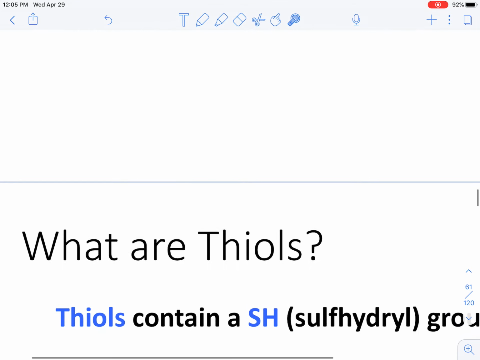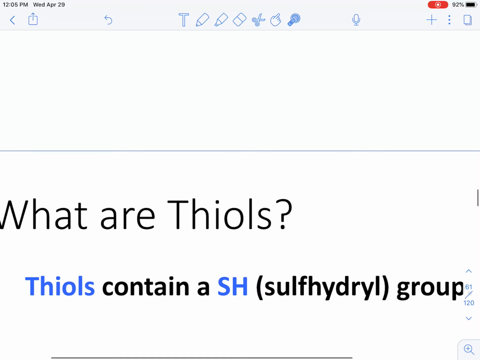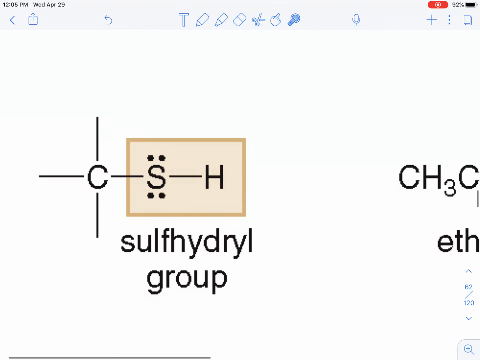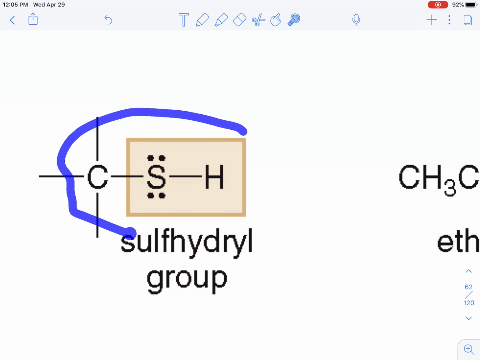And so thiols are organic compounds that contain a sulfhydryl group, or just S and H. If you are trying to look at how the sulfur is going to bond with hydrogen, it's merely just a single bond. And so if we have a single bond between the sulfur and hydrogen, we will have our sulfhydryl group. And if that sulfhydryl group is covalently bonded to one of the carbons in an organic compound, then this whole substance is going to be classified as a thiol.